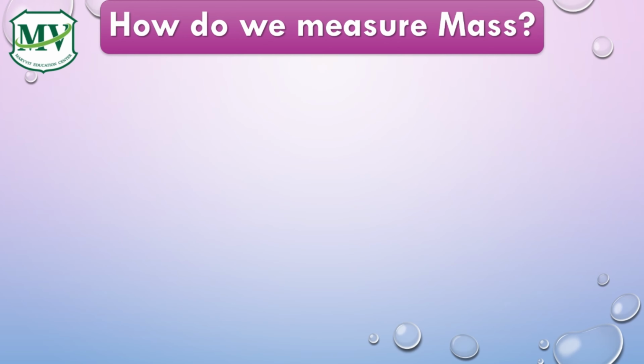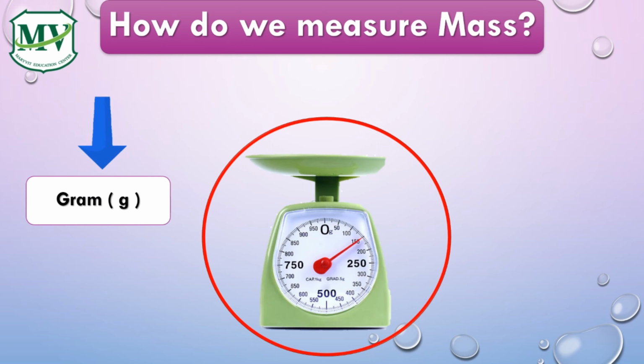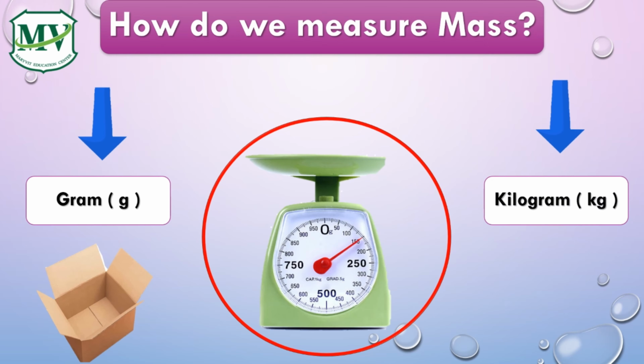We have learned that matter is anything that has mass and occupies space. So how do we measure the mass of matter in different states? For this, we measure the mass of an object by using a balance scale. Mass of a light object is measured in grams. Mass of a heavy object is measured in kilograms.